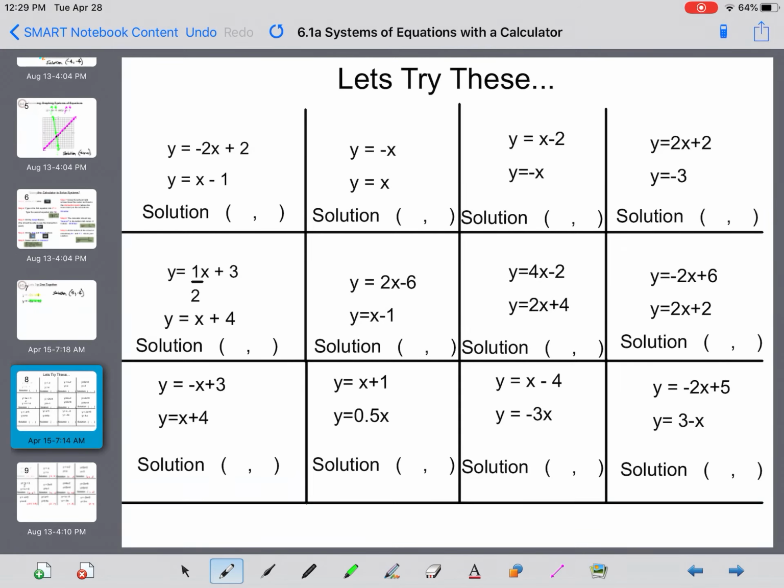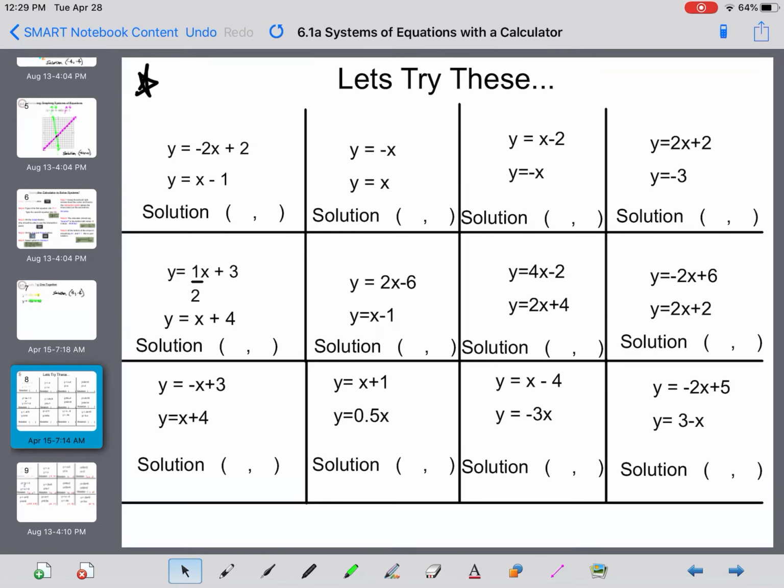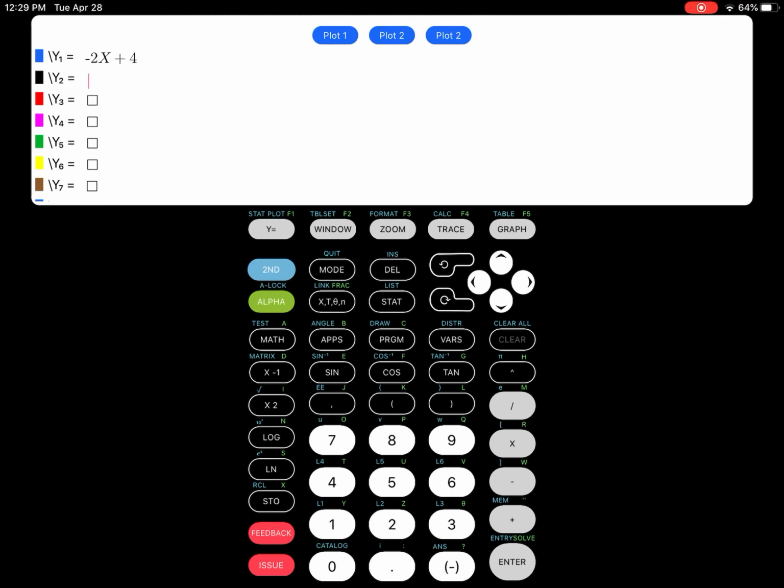The only other thing you need to do for this packet is I give you 12 examples here. You're going to use one of the methods I just showed you to type in the equations and figure out where the system, the two equations, intersect for that solution point. So I'll do the first one with you, and then I'll let you guys work on your own. And again, I supplied the answer key for you to double check your answers. -2x plus 2 and x minus 1.